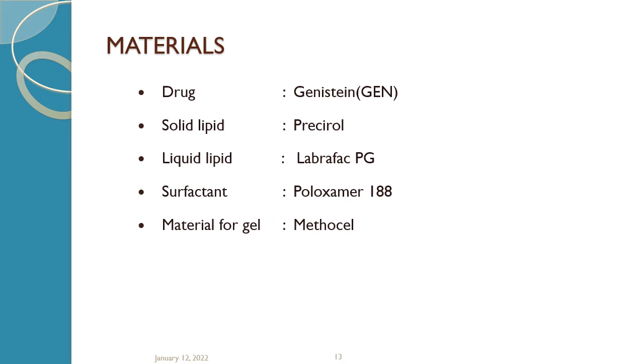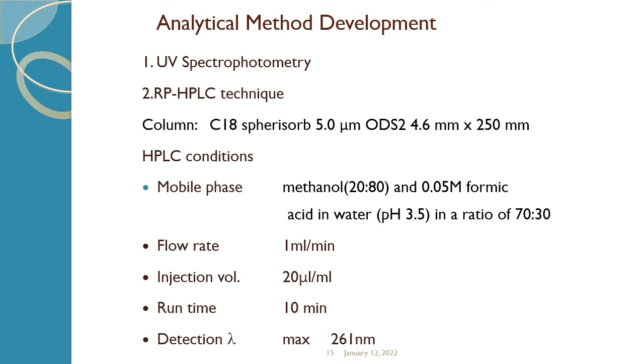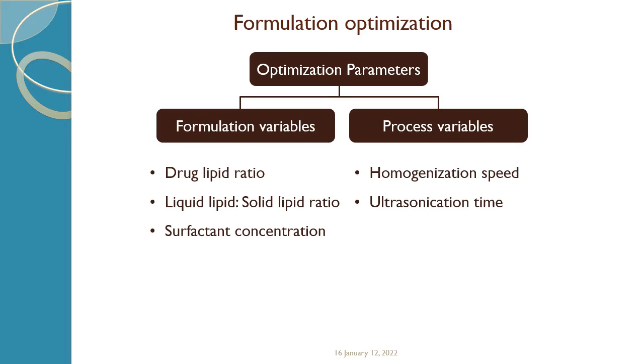Then materials and methods. So the materials which we have used for our research work are genistein, solid lipid Precirol, liquid lipid Labrafac, surfactant Poloxamer, and the material for gel is Methocel. Pre-formulation studies we have done using FTIR, XRD, and DSC. An analytical method we have developed using UV spectroscopy and reverse phase HPLC.